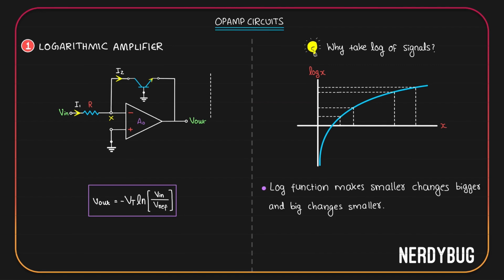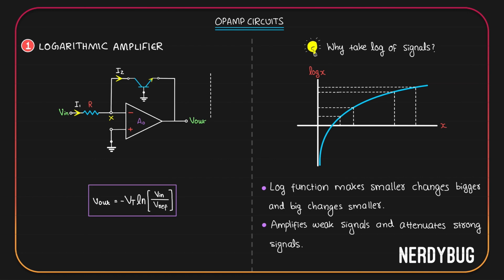We can say that a log function makes smaller changes bigger and bigger changes smaller. In more technical terms, it amplifies weak signals and attenuates strong signals. But then again, why is this useful? Let me visualize to you a use of taking log of a signal.